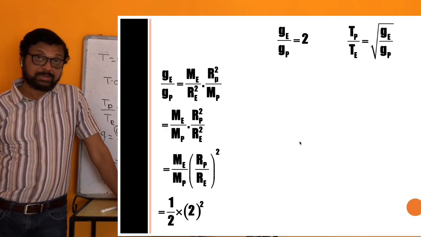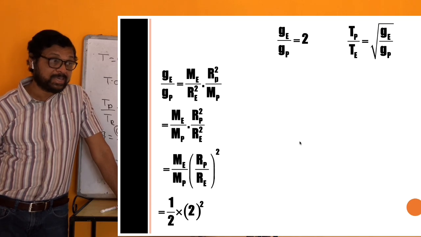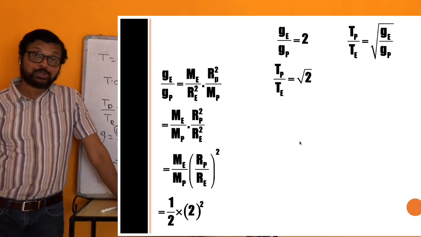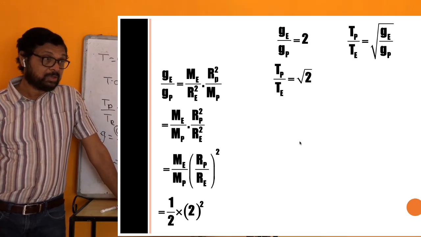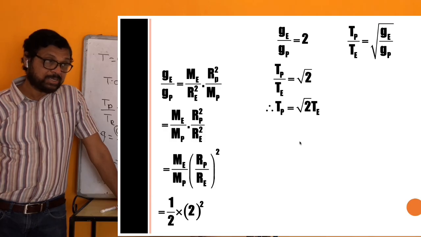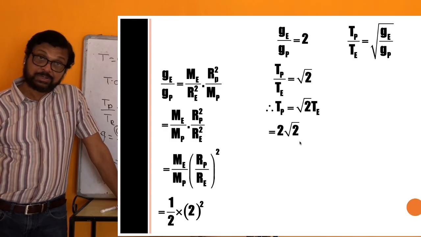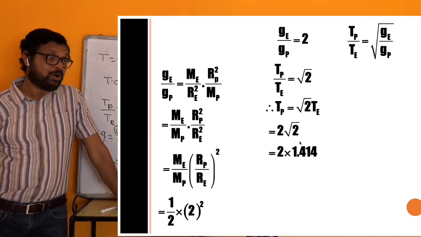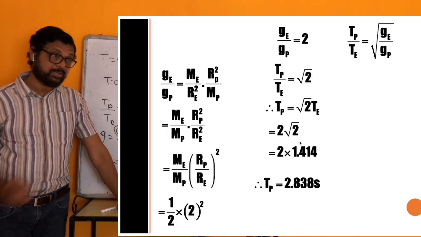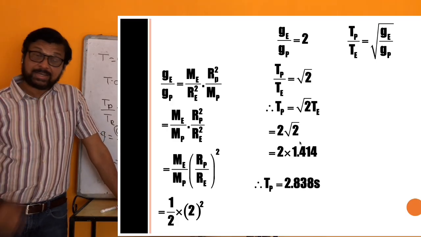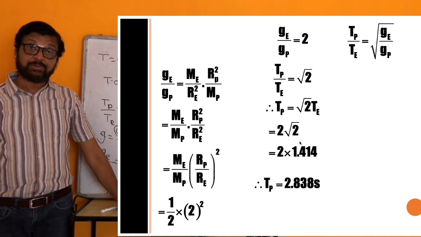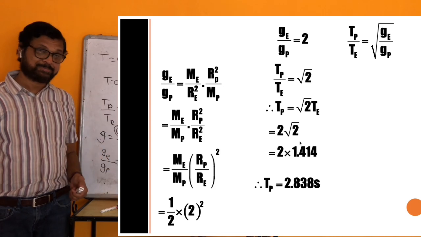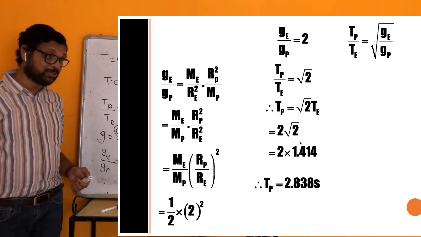Then TP upon TE मागे बघितलं आपण under root GE upon GP आहे. So putting that value, TP upon TE will be equal to under root 2. So TP is root 2 times TE. TE आहे 2, so it is 2 root 2. That is 2 into 1.414 or 2.828 seconds. So the periodic time of that pendulum on that planet will be 2.828 seconds. Correct? Come to the next question.